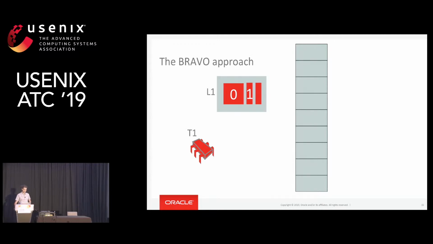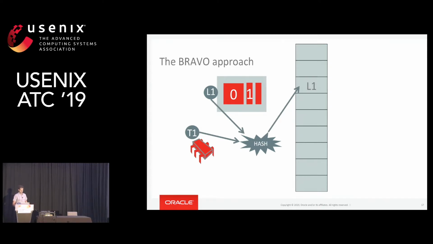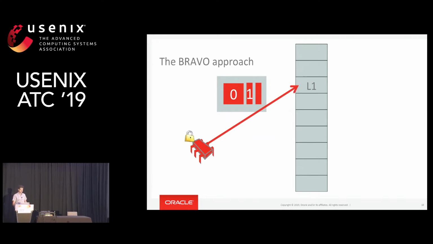With BRAVO, readers make their presence known to writers by hashing their thread's identity with the lock address, forming an index into a visible readers table. Specifically, they read the value of the rbias flag. And for now, let's assume that the flag is set. Later, I will explain how we determine the value of this flag. So if the flag is set, the reader will attempt to install the lock address into the slot in the table identified by the result of the hash function. This attempt is done by an atomic compare-and-swap operation. And if successful, the reader can proceed with its critical section without modifying any shared state of the underlying lock.